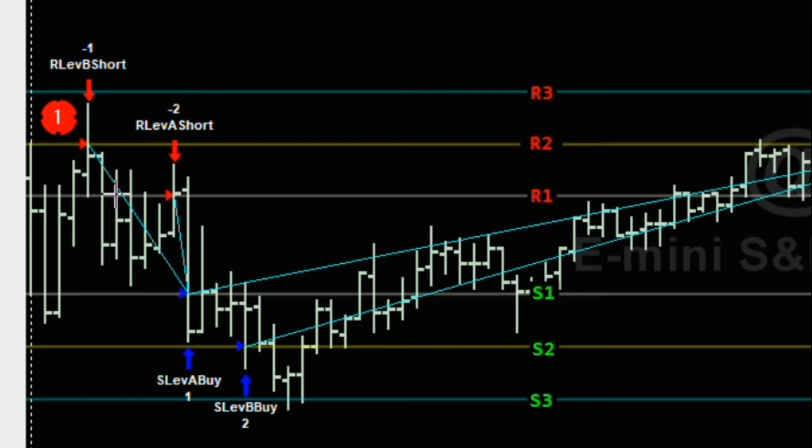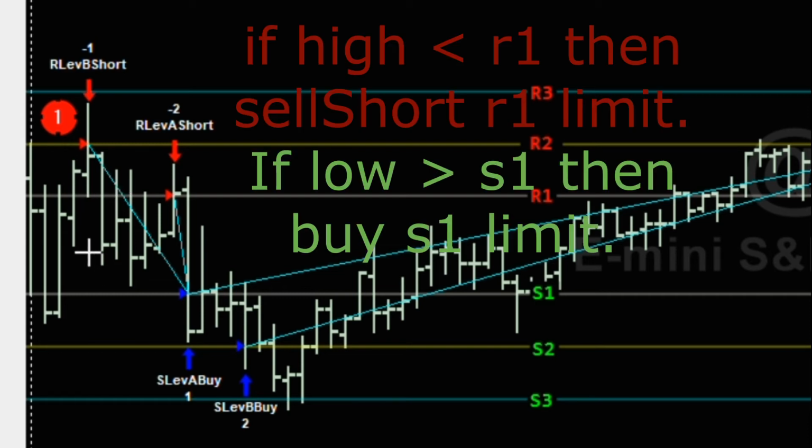But the way I look at it, and the way I programmed it, and you can do it your own way because you have the code, is I want the high of the prior bar to be below the level that I'm shorting at, and I want it to be above the level where I'm going long. So the first time that we have a high below the resistance level is right here. So once that high is below that resistance level, then I place the order on a limit price to go short at R1, and lo and behold, we were filled right on the very next bar.